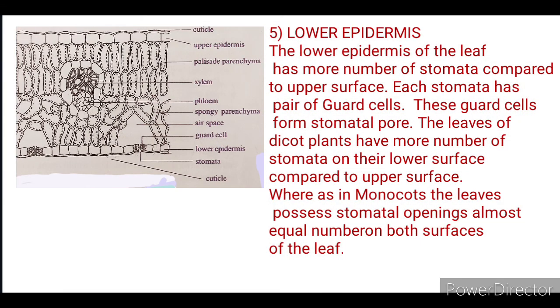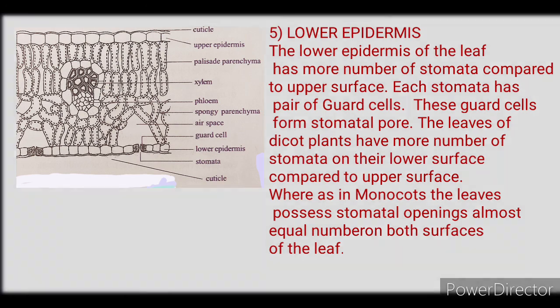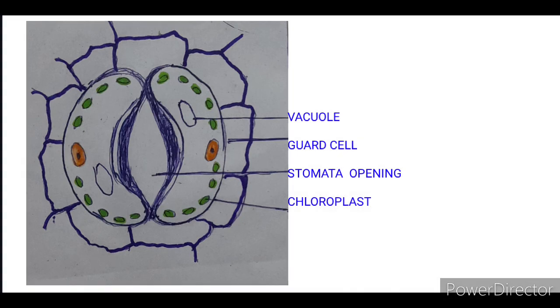The last important part, the lower epidermis. The lower epidermis of the leaf has more stomata compared to the upper surface. Each stomata has a pair of guard cells. These guard cells form the stomatal pore. The leaves of dicot plants have more stomata on their lower surface compared to the upper surface, whereas in monocots, the leaves have an equal number of stomatal openings on either surface.